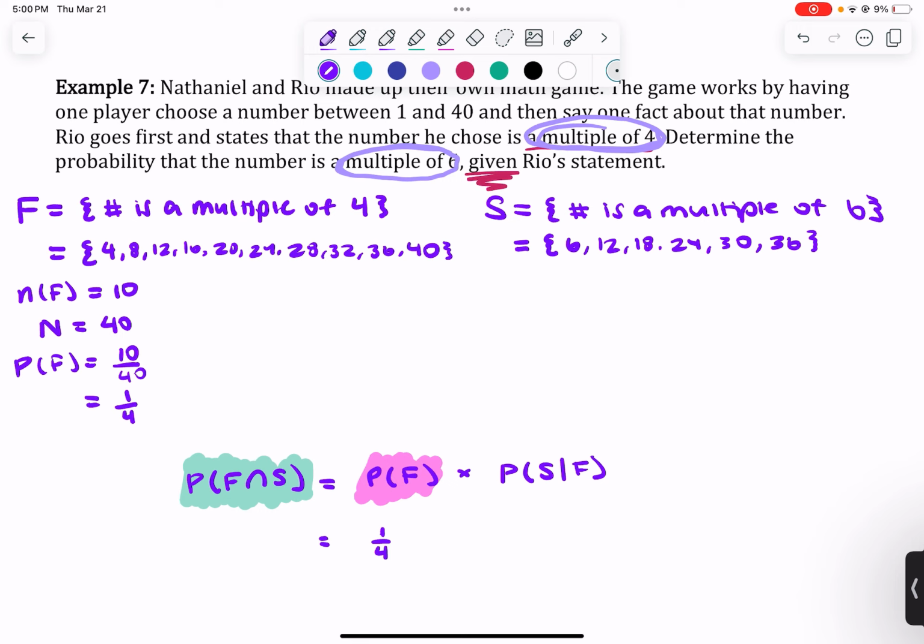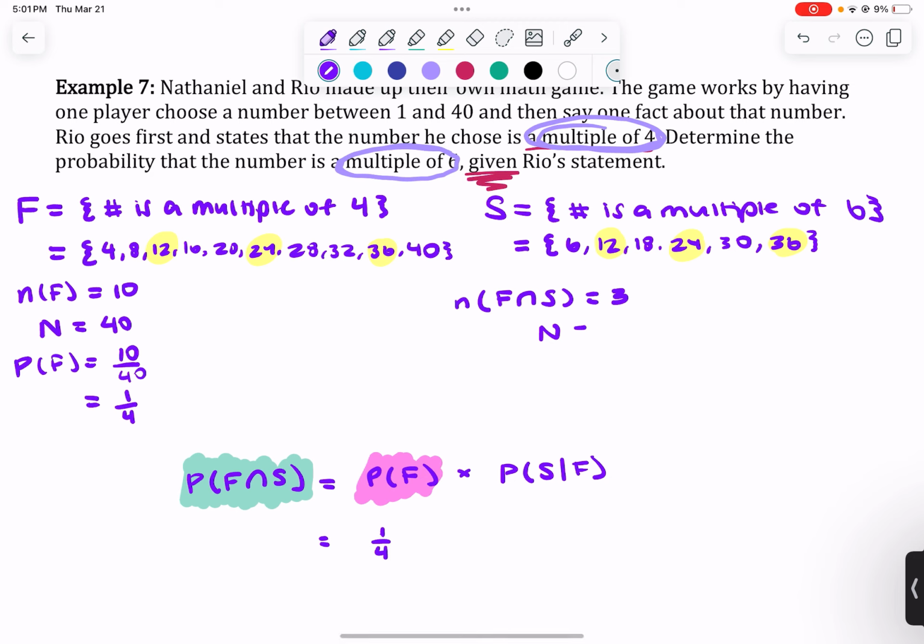Now, because I'm looking for the probability of them being both, I want to count how many of those numbers exist in both the multiple of 4 set and the multiple of 6 set. I'm going to highlight them to point them out, but I could just count as well. So 12 is in both, 24 is in both, 36 is in both, which means I have a total of 3 numbers that exist in both.